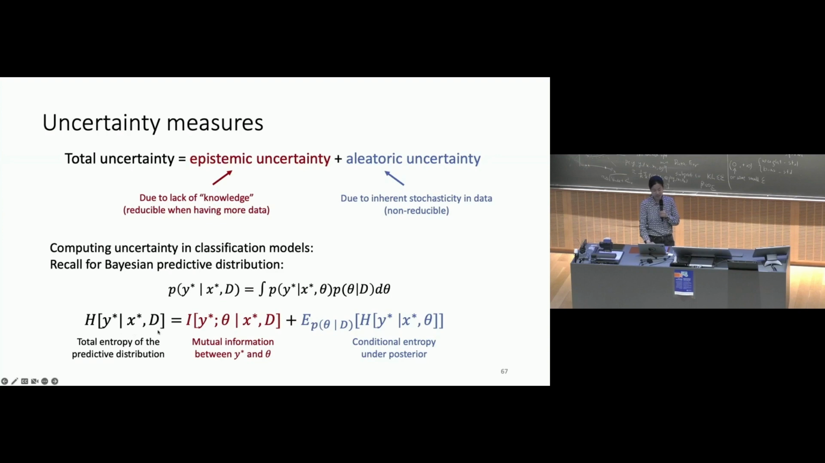Interestingly enough, you can decompose this total entropy of the predicted distribution as a sum of the conditional entropy under the posterior plus a mutual information term. Don't worry if you don't see how this can be done. It is just using the idea of manipulating the entropy equations. The interesting thing to understand here is what these two terms really mean.